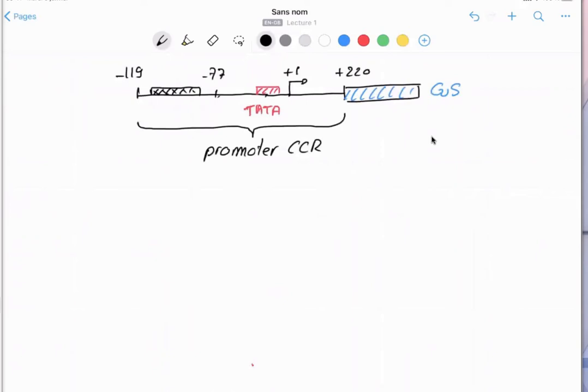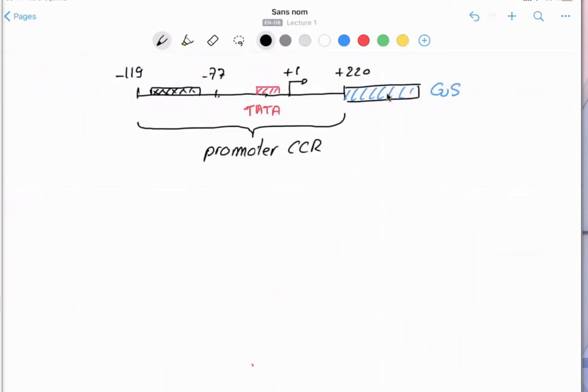So, listen to me. Actually, it's quite simple to understand. Maybe it's in order to prove. You understand that when we cut the sequence, we prove that the sequence is necessary. If it works at minus 119, and if it doesn't work at minus 77, it means that we remove something that is necessary, but we don't show that it is sufficient. The only way to prove that this sequence is sufficient to drive the expression at the right place is to create an artificial promoter.